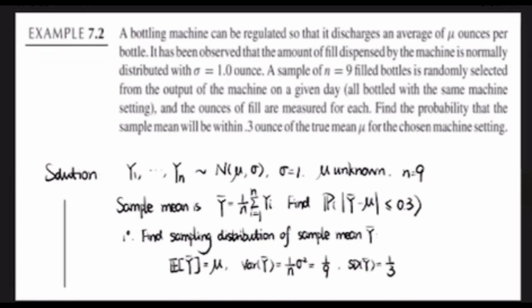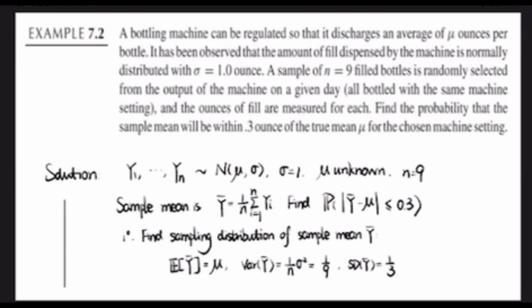Okay, when you take a look at this question, a bottling machine can be regulated so that it discharges an average of mu cc per bottle. It has been observed that the amount of fuel dispensed by the machine is normally distributed, with sigma equal to 1 ounce. A sample of n equal to 9 bottles is randomly selected from the output of the machine on a given day. Now here they ask you to find the probability that the sample mean will be within 0.3 ounces of the true mean for the chosen machine setting.